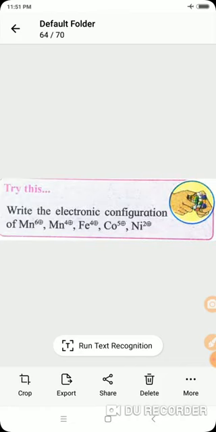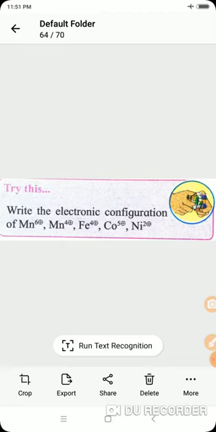Now today we discuss one important question from the textbook, that is Try This. Write the electronic configuration of Mn6 positive, then Mn4 positive ion, then Fe3 positive ion, Co5 positive ion, then Ni2 positive ion. Means these are the ions of the particular metal atom, and we know how the ions are formed.